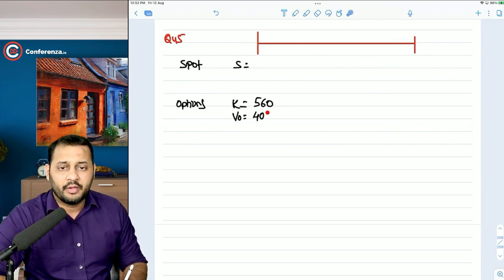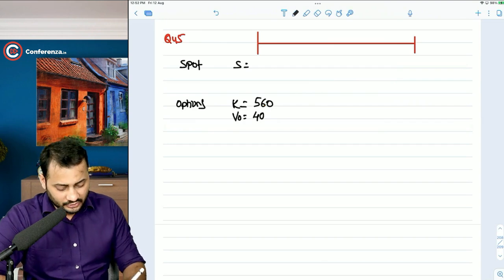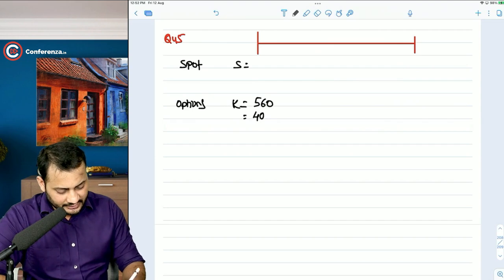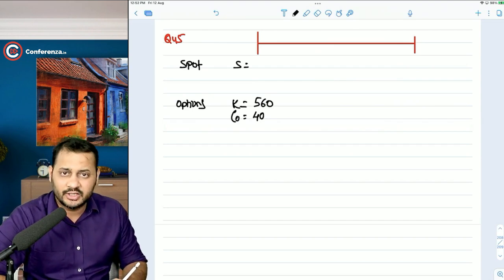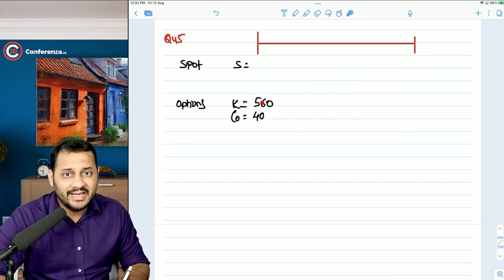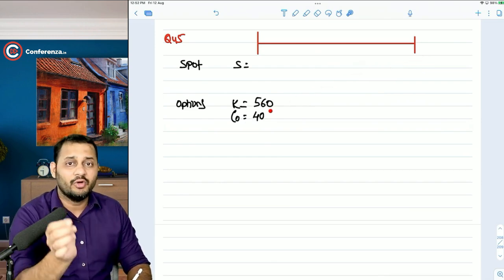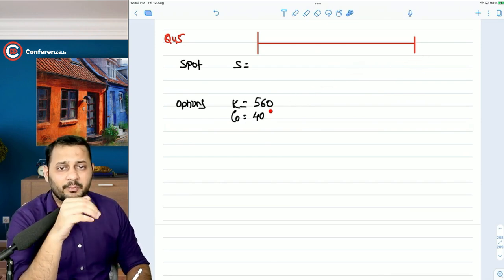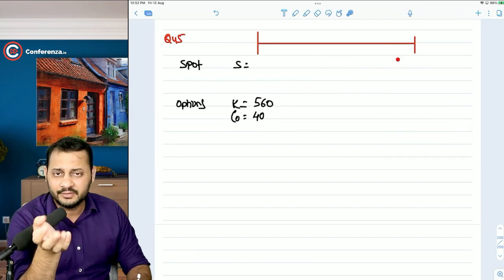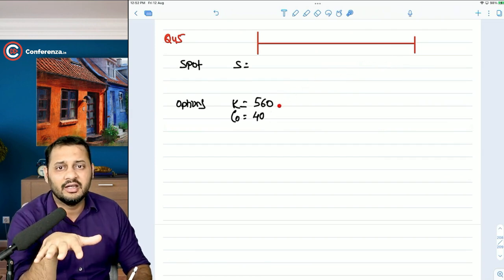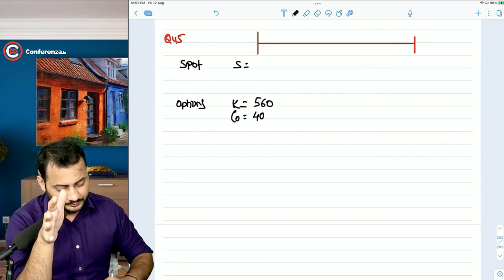Now this is a call option. In place of V0, you can write down C0 as well. C0 means the value of the call option, which is the premium, which is 40. So you can buy the asset after 3 months at 560, and you have the right to buy. If the prices are not in your favor on that date, you can straight away reject and let the option lapse.